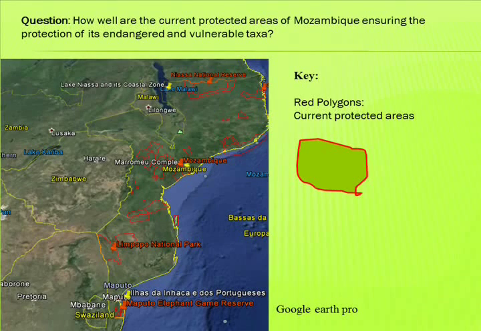I hope you enjoyed that virtual tour. My question is, how well are the current protected areas of Mozambique ensuring the protection of its endangered and vulnerable taxa?